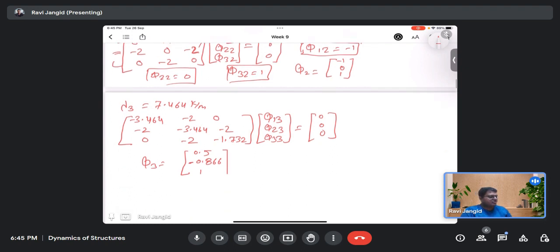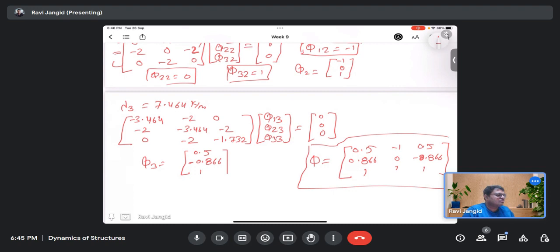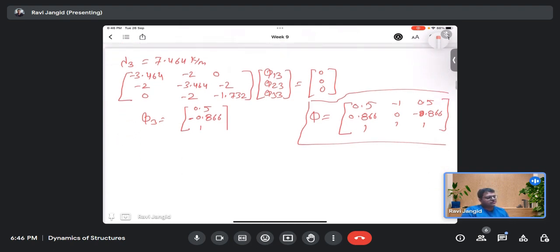So my overall mode shape φ matrix is coming like this: 0.5, 0.866, 1; minus 1, 0, 1; 0.5, minus 0.866 and 1. So can you draw these mode shapes? It is very easy. You can. So now you can draw how your mode will look like.